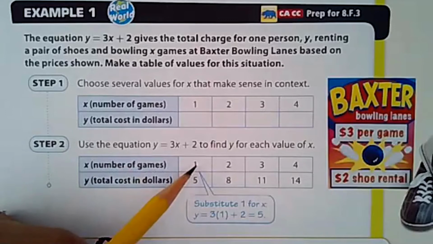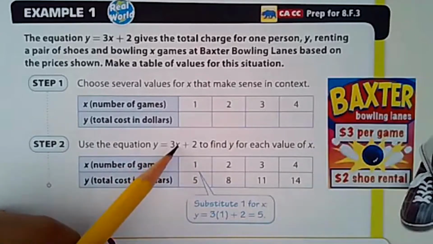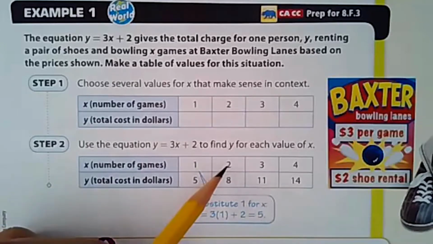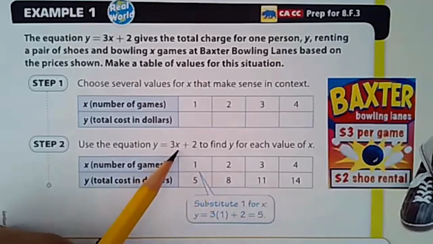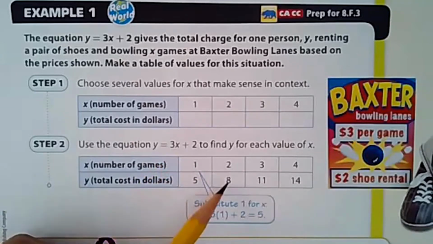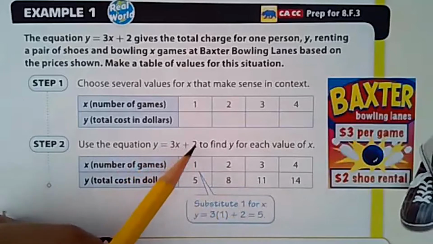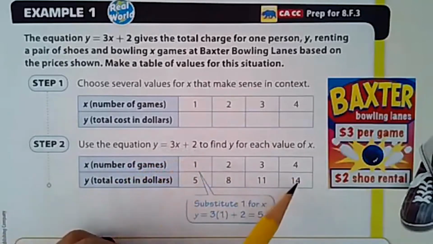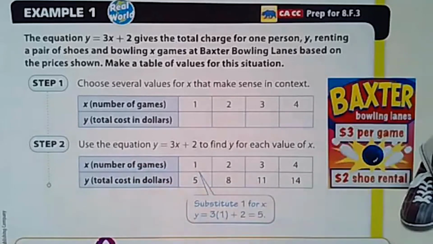So we have one game, so 3 times 1 is 3 plus 2 is 5. And that's what they did here. 3 times x, 3 times 1, because x is our number of games here, plus 2 is $5. So you're going to spend $5. And 2 games, 3 times 2 is 6, plus 2 is 8. 3 times 3 is 9, plus 2 is 11, and 4 times 3 is 12, plus 2 is 14. So there's our table of values.